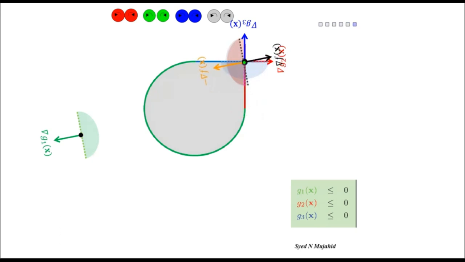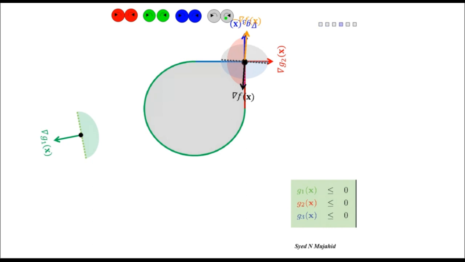Now let us say if the gradient was like this, if the configuration was like this, then can you find a feasible and improving direction? Our goal is to minimize. So can you find a feasible and improving direction? Yes, because there is an intersection of this black region with the feasible directions. How about now? Can you find a feasible and improving direction? Yes, we can.